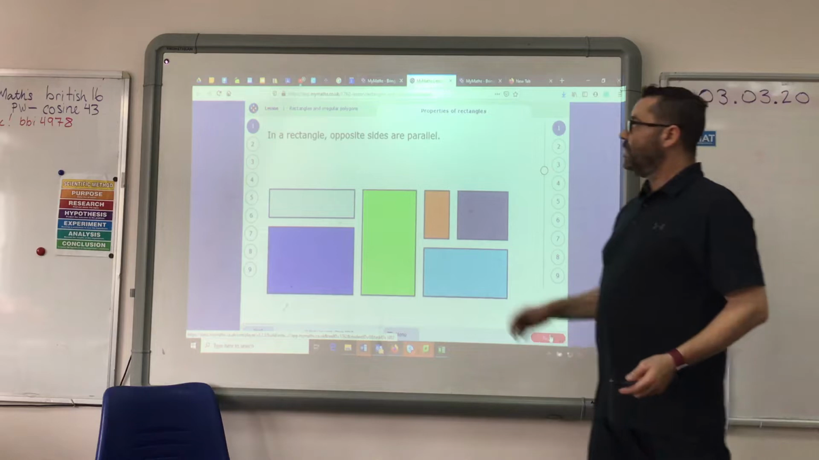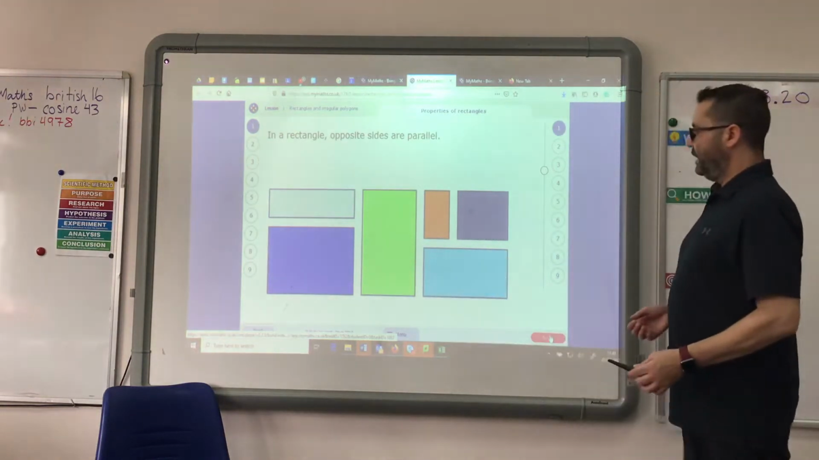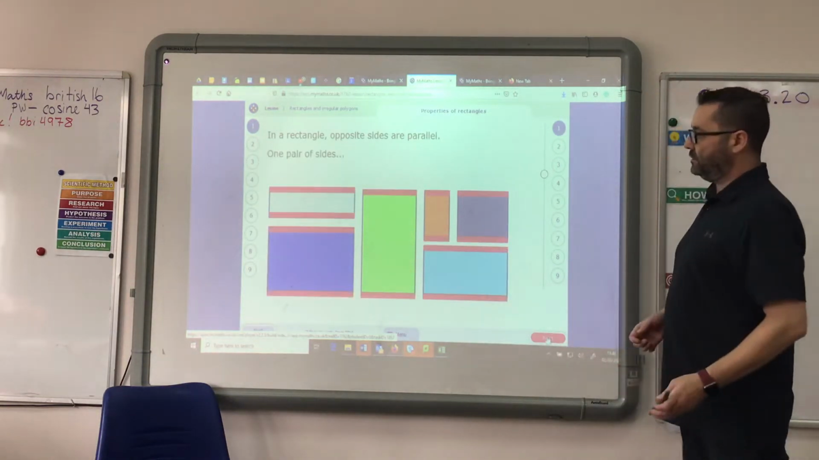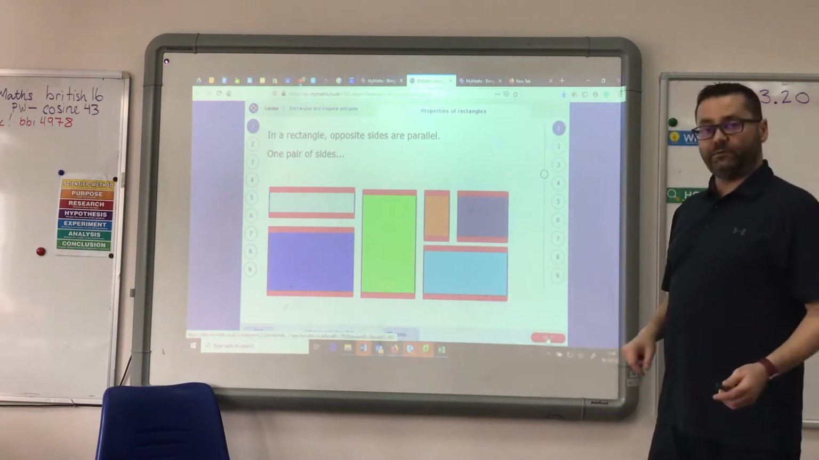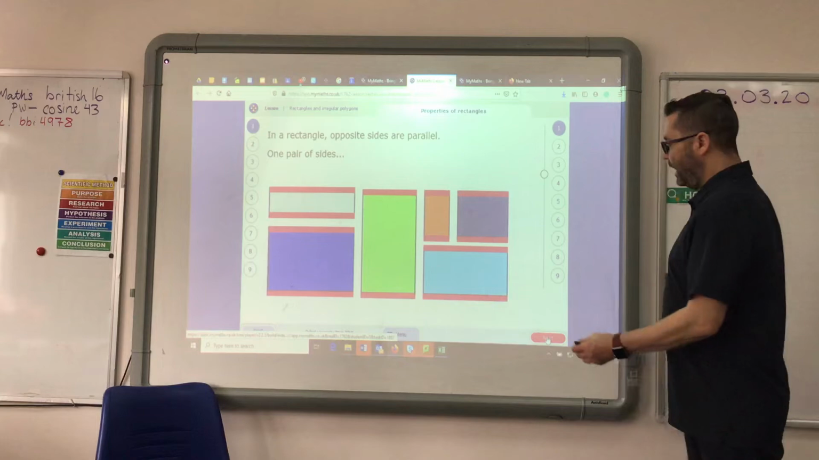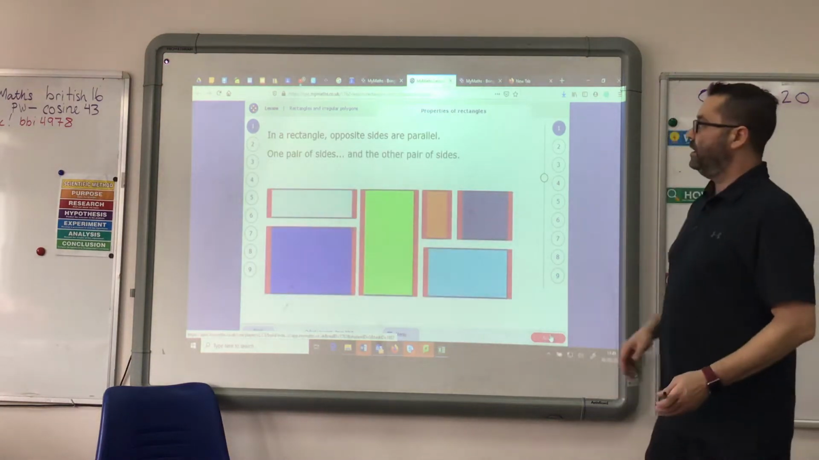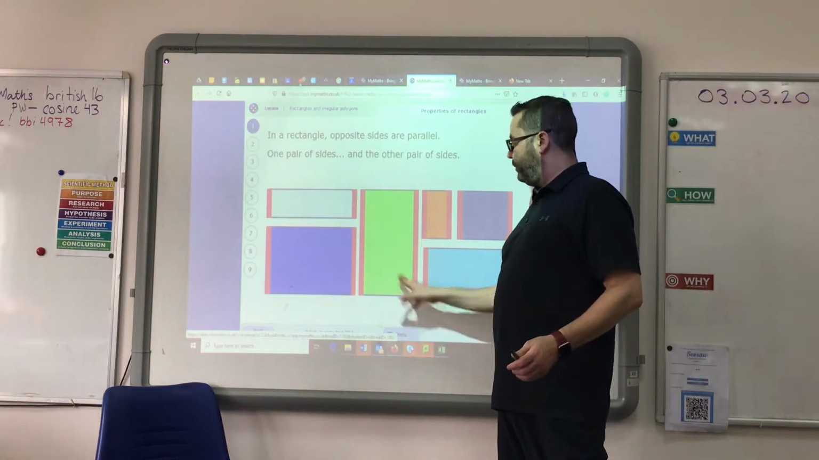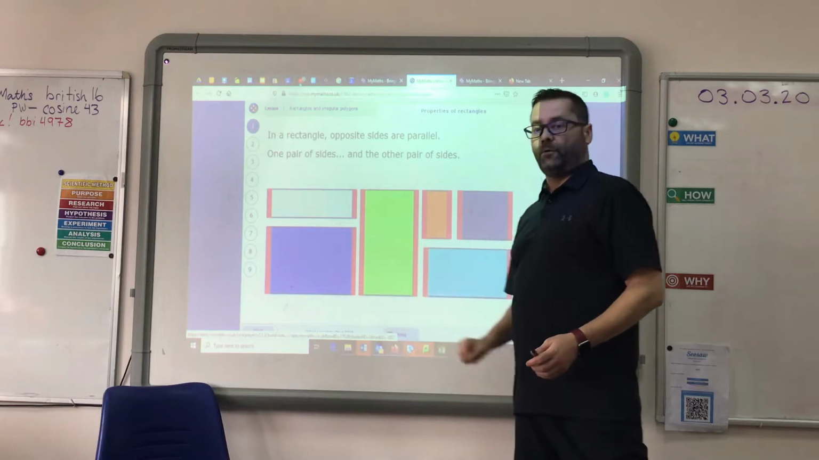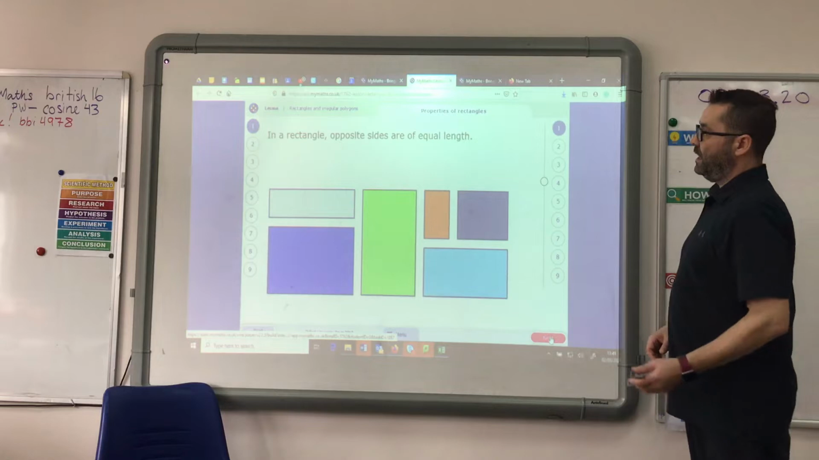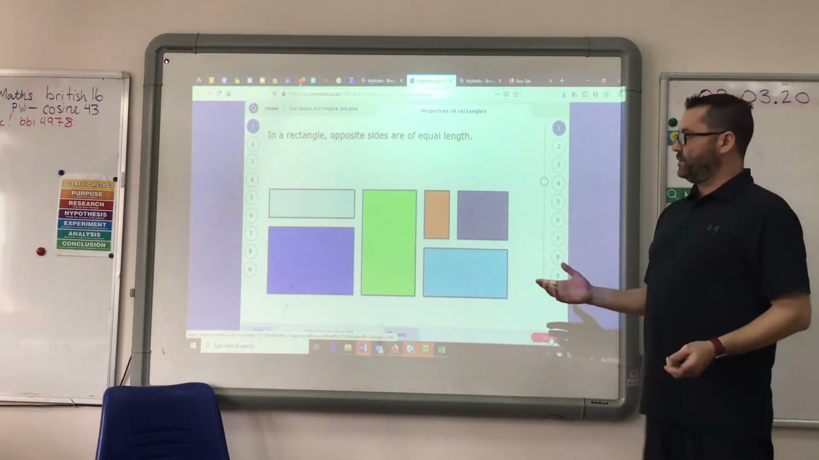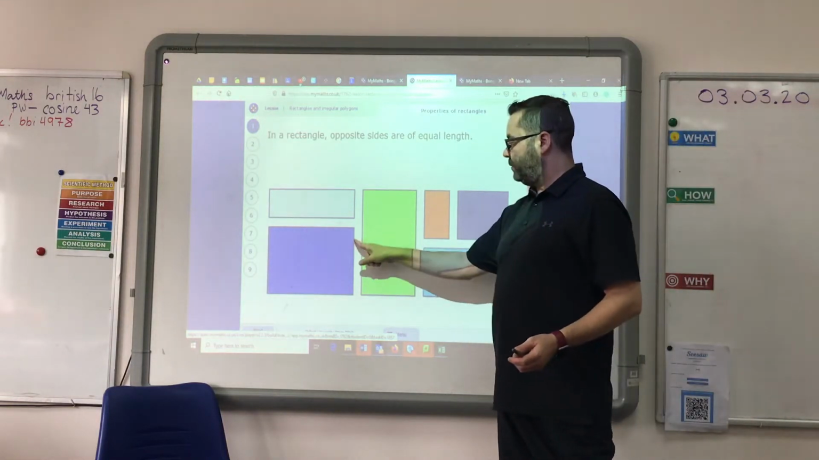We were looking at parallel. We can see that all rectangles have 2 lines that are parallel and equal to each other, of equal length, and another matching pair of parallel lines of equal length. Okay, 2 sets of parallel lines. Now, opposite sides are equal. This side is equal with this side. This side is equal with this side.